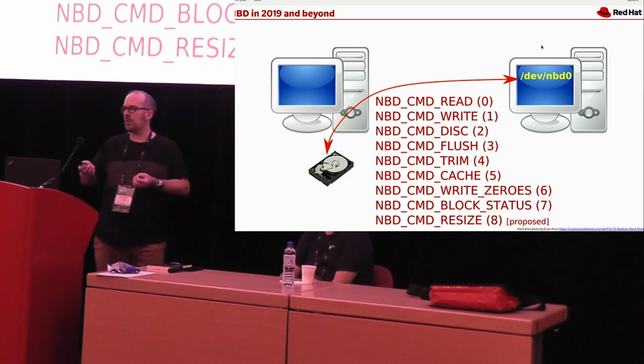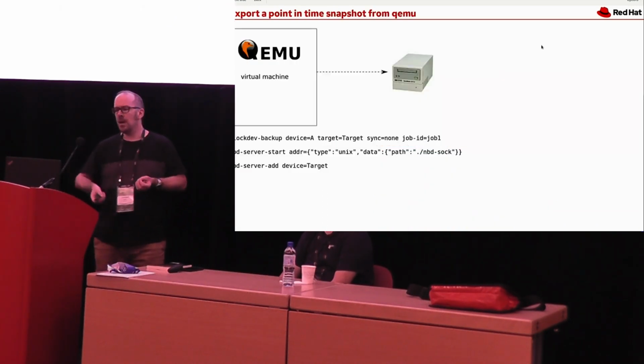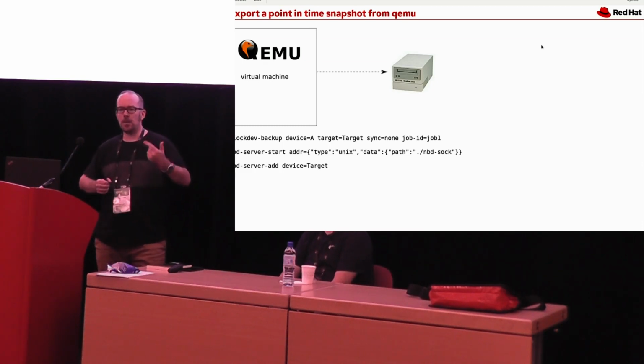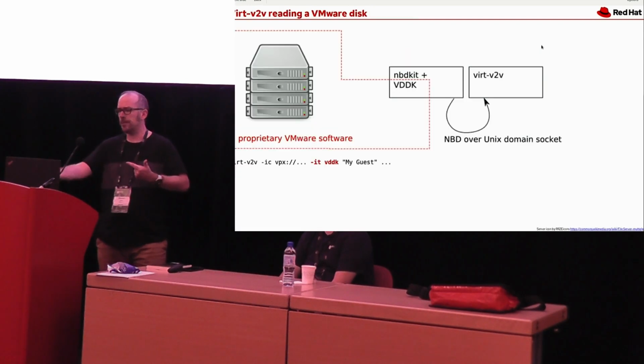So I've got a few examples of how we actually use NBD. Here's my first example. We've got a QEMU virtual machine that's running. You can use these commands to take a point-in-time snapshot that appears as an NBD server served by QEMU, and you can connect to it from your backup solution and take a point-in-time backup from that.